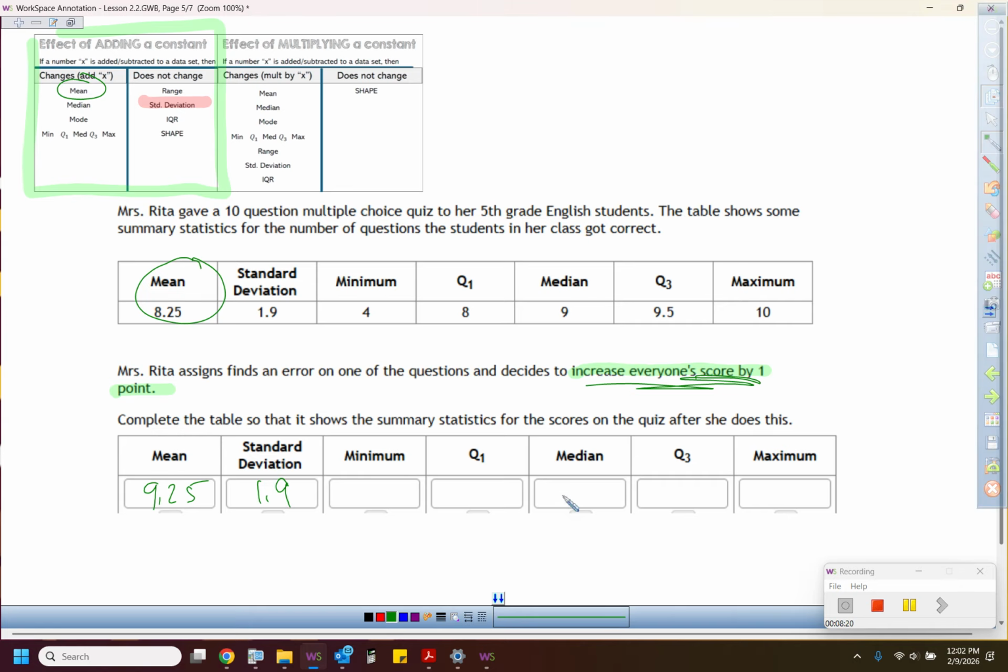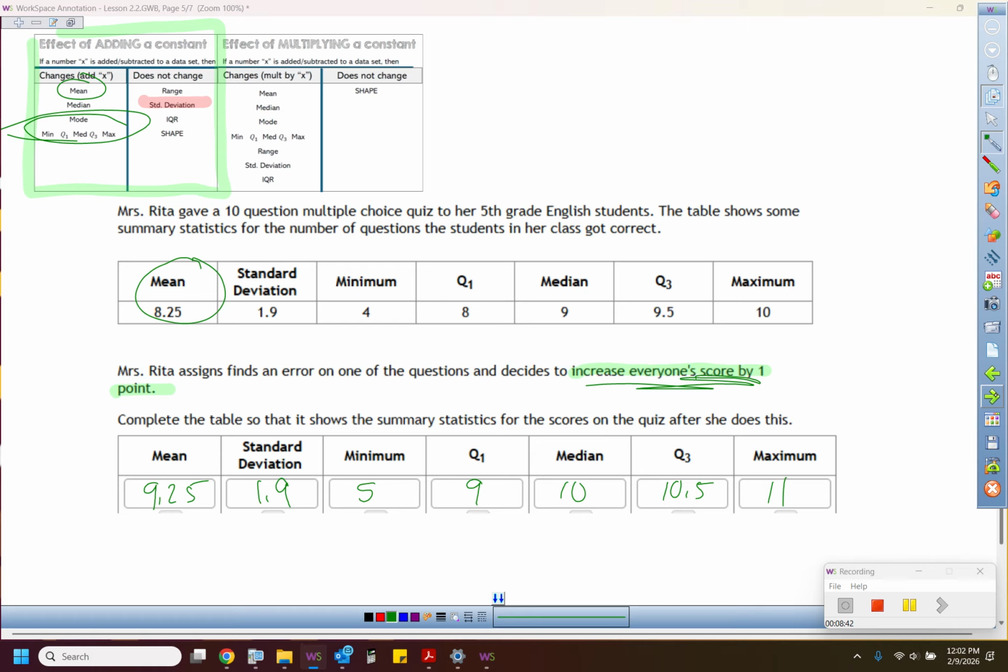Minimum, the whole 5-number summary is in there, right? Minimum, Q1, everything changes, so you just add 1 to everything. Why add 1? Because that's what she did to everybody's score, right? So you just do what they do. If it says she increased by 1, I'll increase everything by 1. Are we okay with that move?